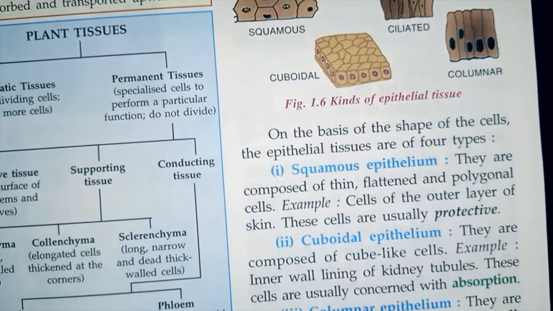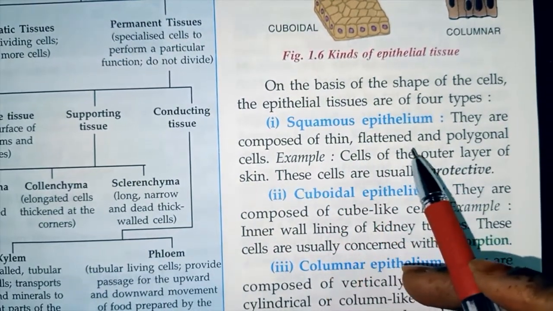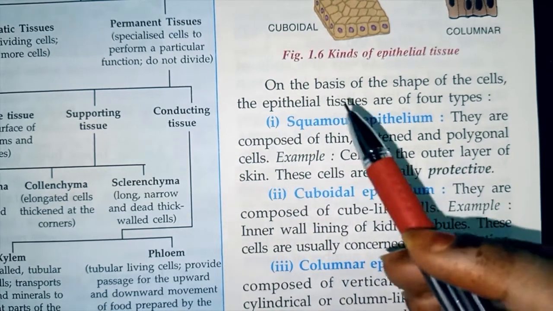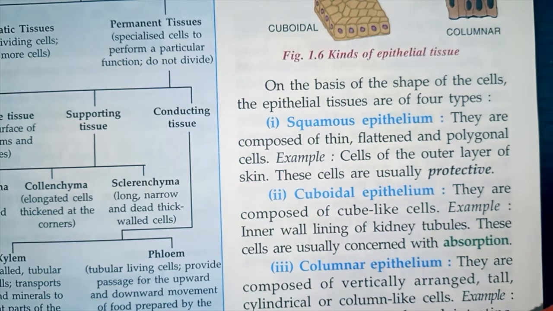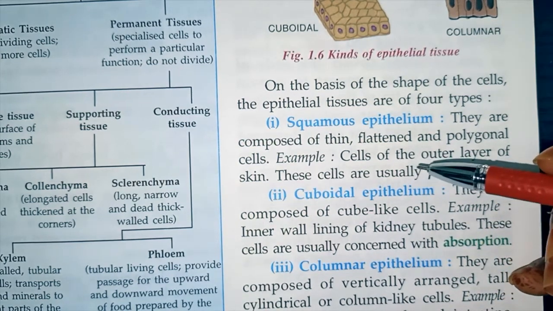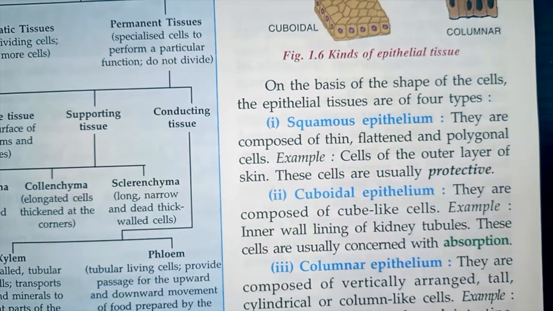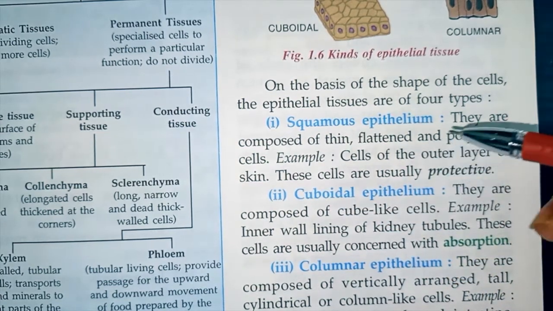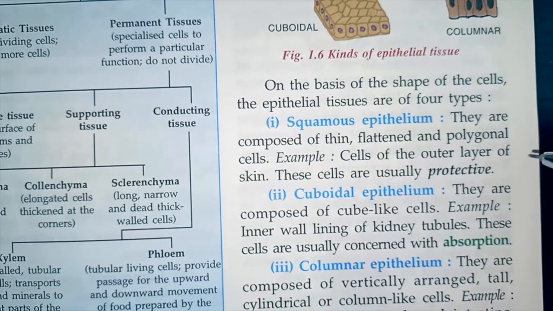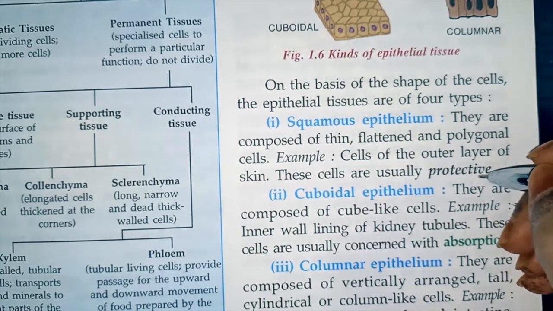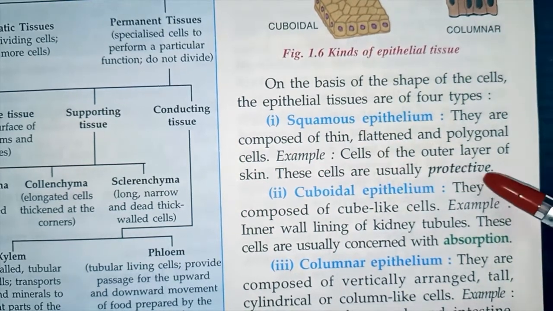So, number one is squamous epithelium. They are composed of thin, flattened and polygonal cells. They are polygonal in shape. Alright. And they are thin. What are the examples? The cells of the outer layer of skin. Alright. They form the outer layer of skin. These cells are usually protective. Now, what is their function? They help in the protection. Function of squamous epithelium is protection.